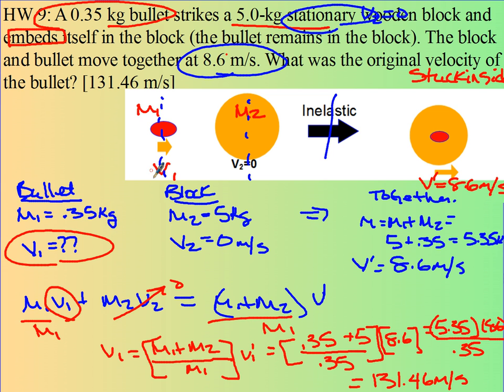Now, does this make sense? The bullet is very small. It hits a big block, and they go off at 8.6. So the bullet should be traveling much faster than the combination. So yes, it does make sense. Always use a common sense check.